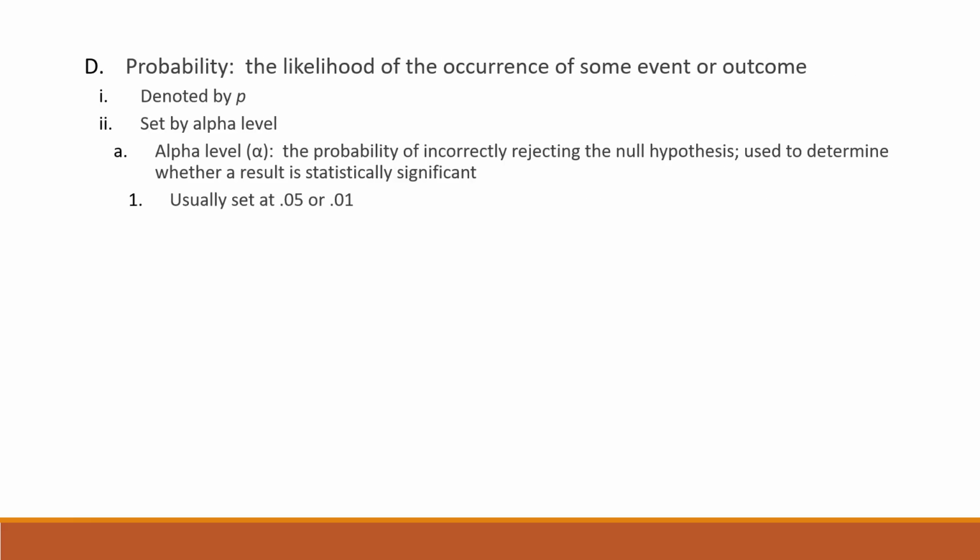We rely on probability, which is the likelihood of the occurrence of some event or outcome. So how likely does something have to be considered significant? Probability is denoted by the lowercase italicized p, and we examine this by setting an alpha level. In psychology, we usually set this for 0.05 or 0.01, but 0.05 is more common. The alpha level is the probability of incorrectly rejecting the null hypothesis and is used to determine whether a result is statistically significant. If our p is less than our alpha, so if p is less than 0.05, we reject the null, meaning that we support the research hypothesis.